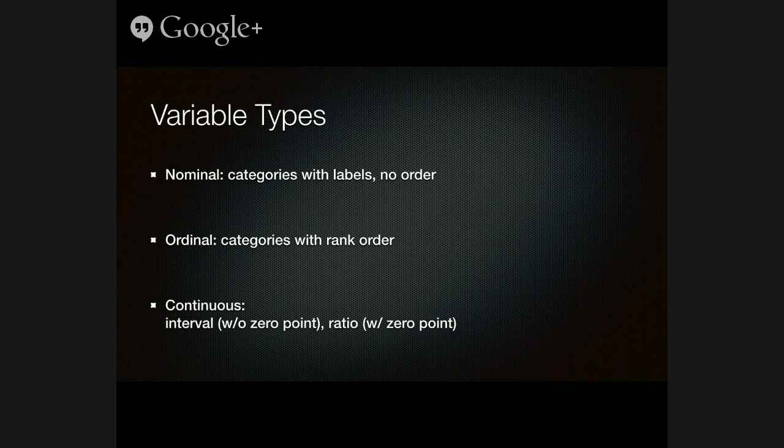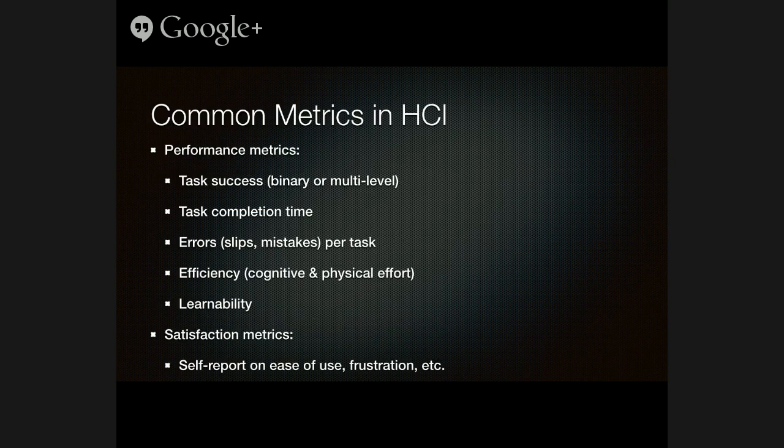While we often will fudge the numbers and subtract these things, it's not really correct. You're fudging your statistics when you do that. Common metrics in HCI are things like task success, which is very nominal, like either you succeeded or you failed. Task completion time is continuous. Errors are continuous. Efficiency, learnability. And then you get into these ordinal satisfaction metrics, which are self-reports on ease of use and frustration. Time on task is super common as a metric.